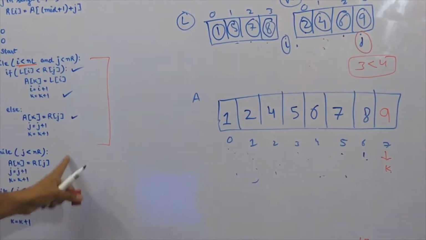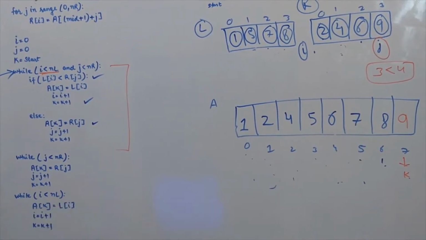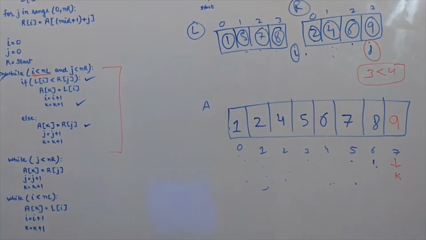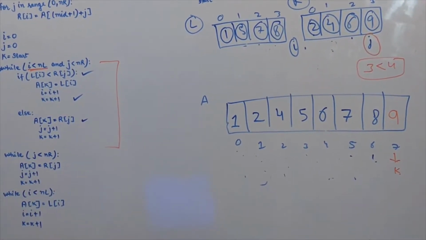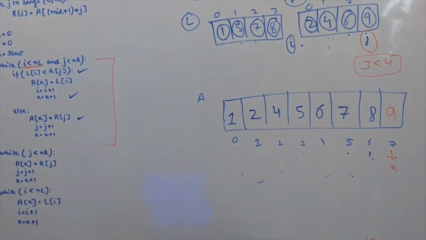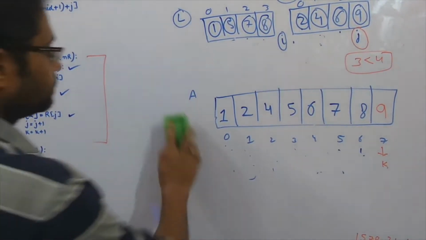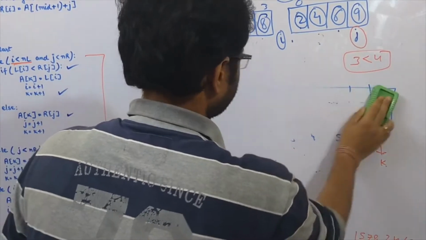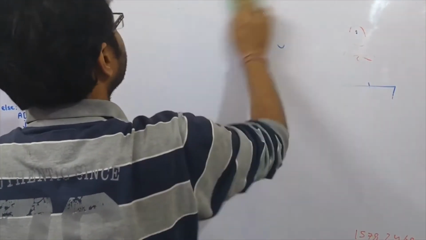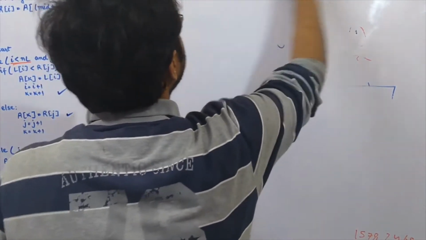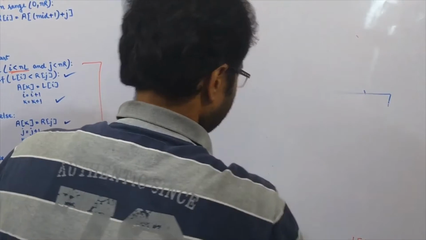Why we have used this while condition and what is the purpose of this loop, I will give you an example. If we have a certain type of input, it will be more clear by that example. I am sure that this example has cleared how the merge procedure is working.